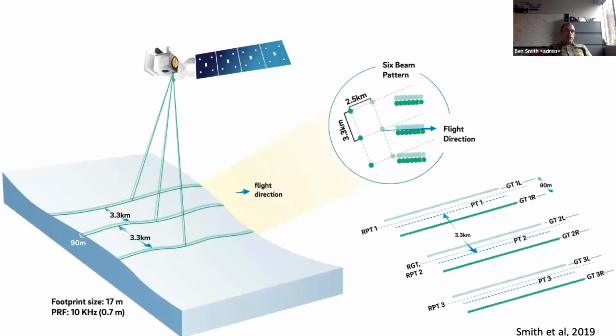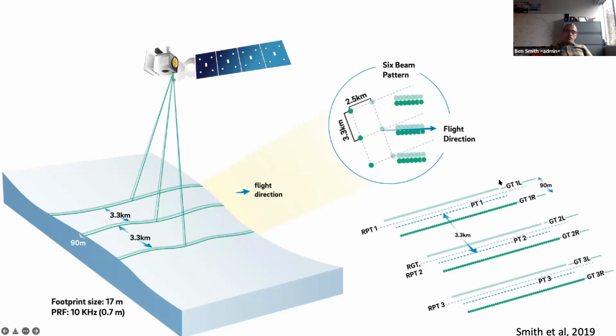So as Tom described yesterday, ICESat-2 produces a total of 6 beams that are organized into 3 pairs. The reason that they're organized into pairs is so that the satellite can define the surface slope underneath it at all times as it flies along. The pairs are separated by 3 kilometers, and the beams within each pair are separated by about 90 meters.